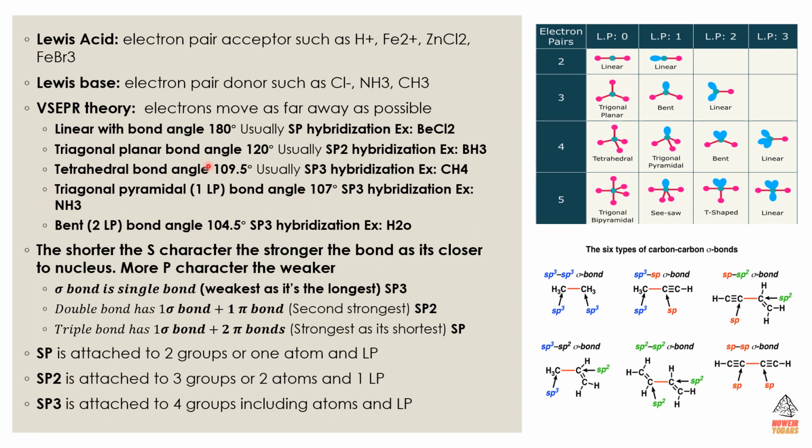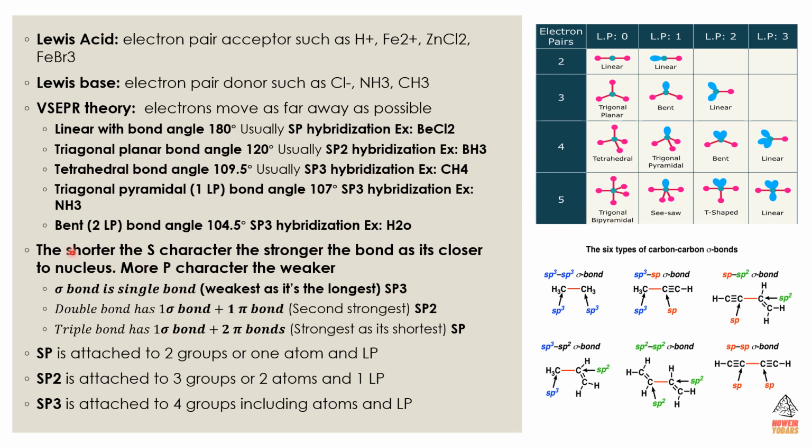Trigonal planar has a bond angle of 120 degrees, a central atom with 3 bonds, and it's usually sp2 hybridization. An example of that is BH3. Tetrahedral has a bond angle of 109.5. This is the example here, sp3 hybridization, and an example of that is CH4, methane. Trigonal pyramidal is next, with one lone pair and a bond angle of 107 degrees, and it's sp3 hybridization as well. An example of that is NH3.